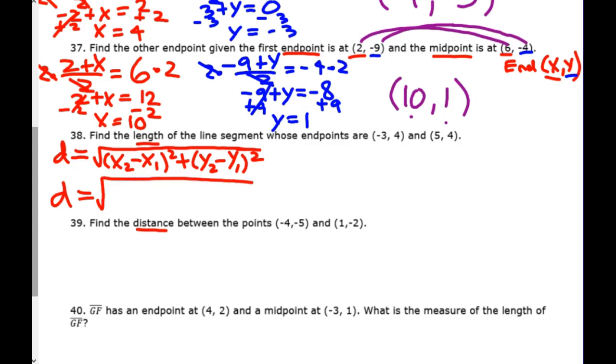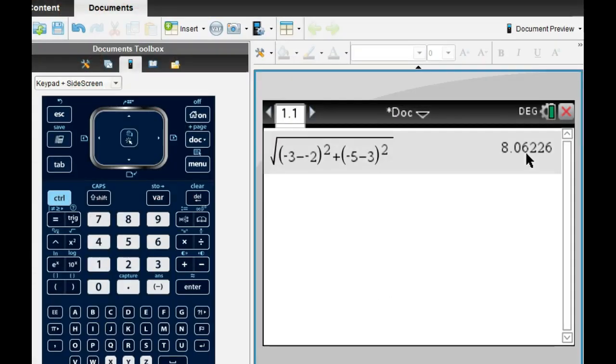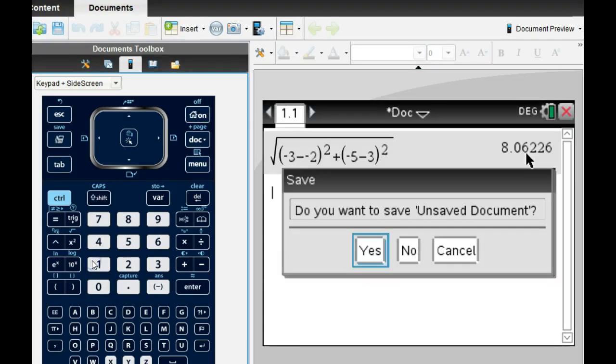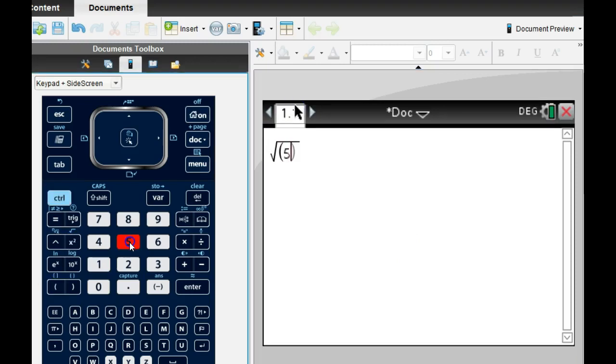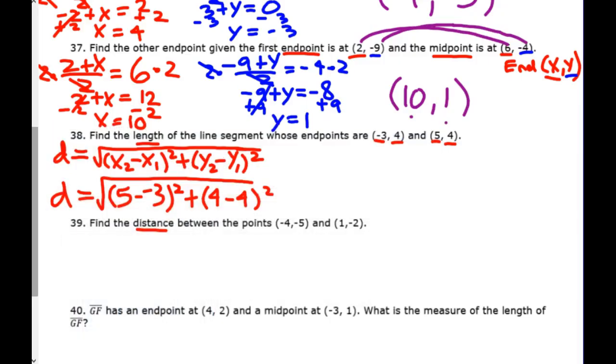The distance equals X2 minus X1, 5 minus negative 3 squared plus 4 minus 4 squared. All I gotta do is tap that in. Okay, I get 8. That's it. Showed my work, typed it in.